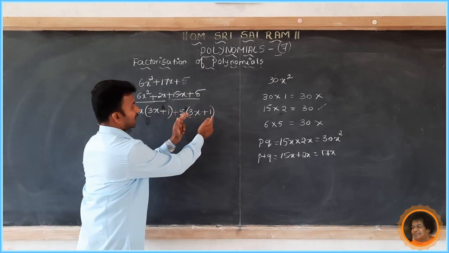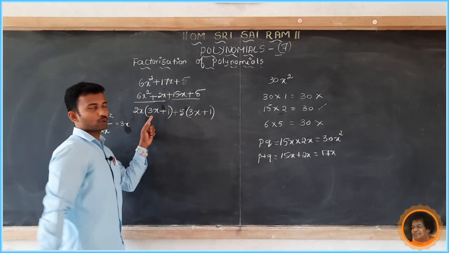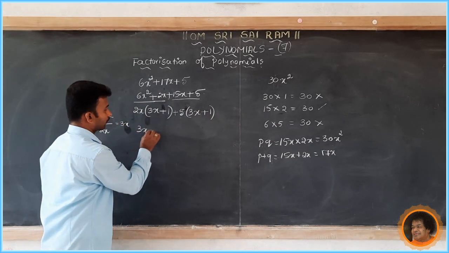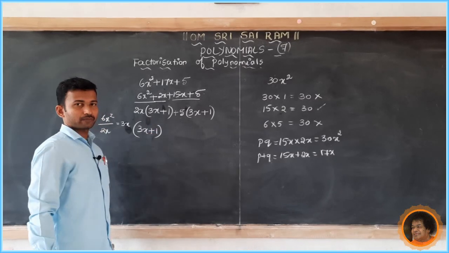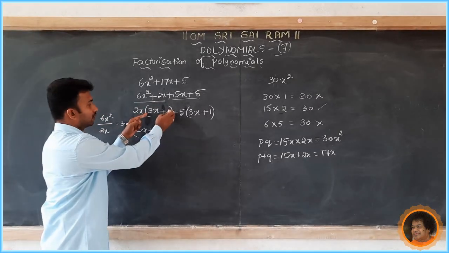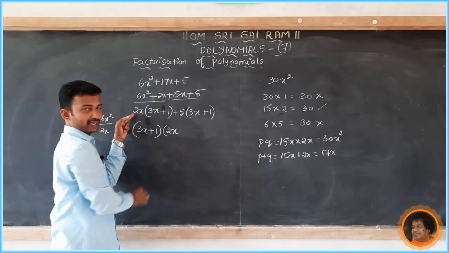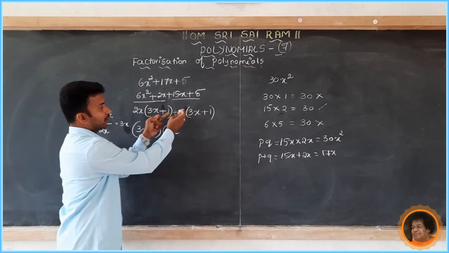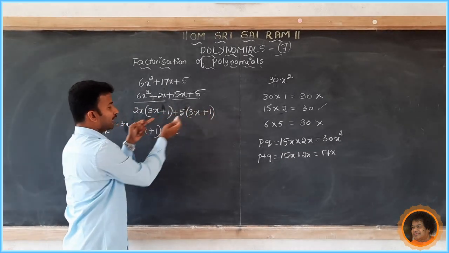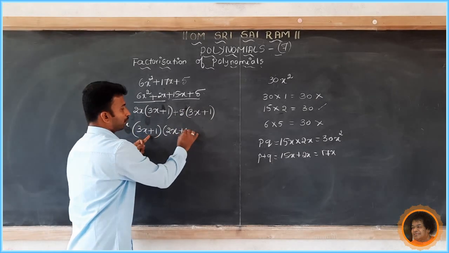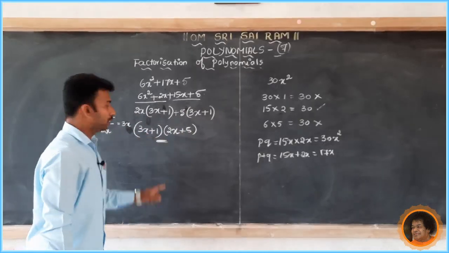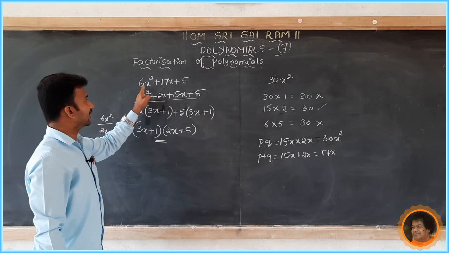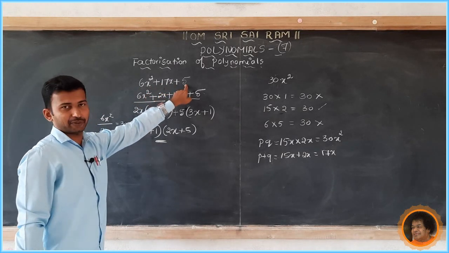3x plus 1, here 3x plus 1. These are the two common terms. Take out 3x plus 1. 3x plus 1 is the common. Now what remains? 2x. Here plus 5, 3x plus 1 by 3x plus 1 is equal to plus 5. So 3x plus 1 and 2x plus 5 are the two factors of 6x square plus 17x plus 5.